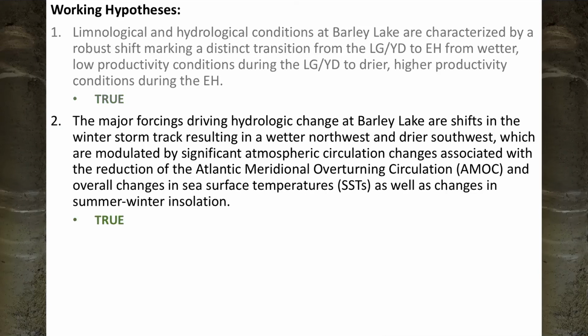Second, we accept our second hypothesis as true. Our comparison to the NGRIP oxygen record, the record of Atlantic meridional overturning circulation, and sea surface reconstructions suggest that large-scale changes in lake conditions across the late glacial Younger Dryas to early Holocene transition are driven by complex ocean-atmospheric restructuring associated with the reduction in the Atlantic meridional overturning circulation and overall changes in sea surface temperatures, as well as ice sheet retreat coupled to changing summer-winter insolation.